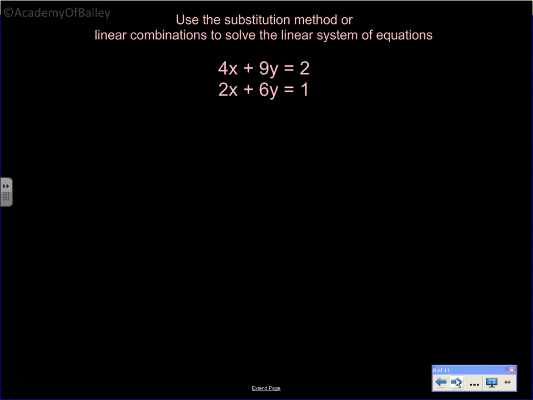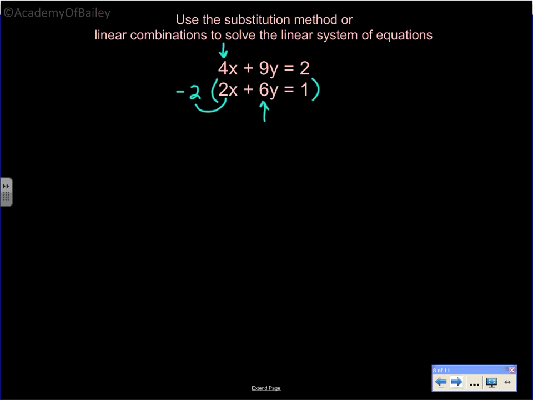Okay, let's look here. None of the variables have a 1 in front of it or a negative 1 for us to move some things around for substitution. But I am looking right here. I don't like these y's. I like the x's better, because what do I have to do to make those x's be the opposite of each other? All I have to do is multiply this by negative 2, right? Because negative 2 times 2x is going to be negative 4x.